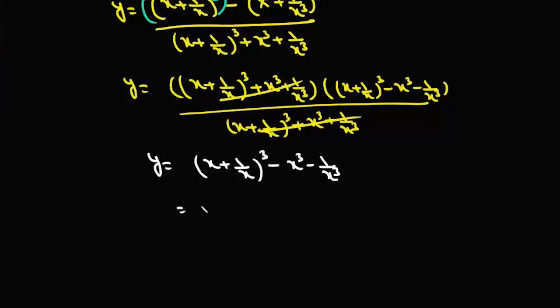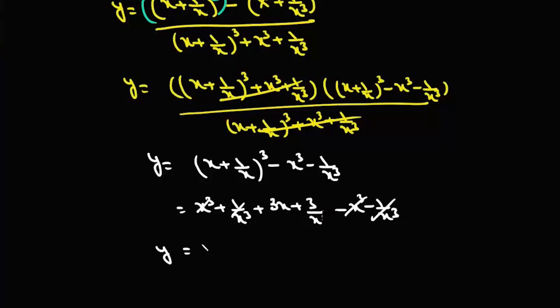Now this is a plus b whole cube, so there will be a cube plus b cube plus 3a square b plus 3ab square, and then we have this minus x cube minus 1 upon x cube. Now these two get cancelled. So this y will be 3 times x plus 1 upon x.